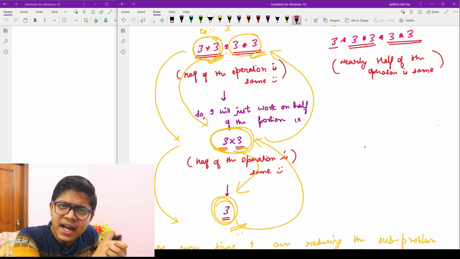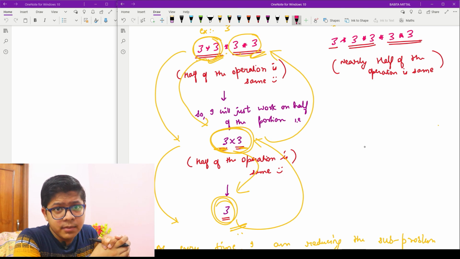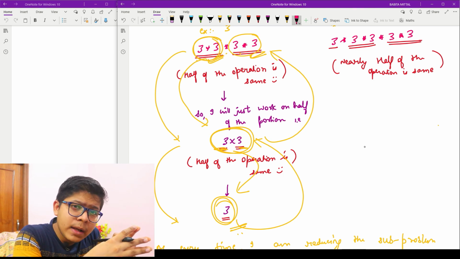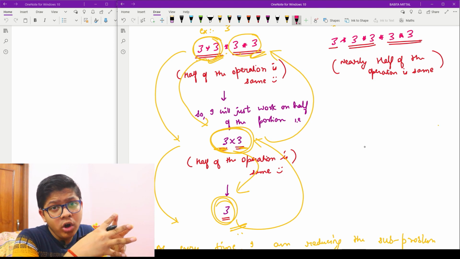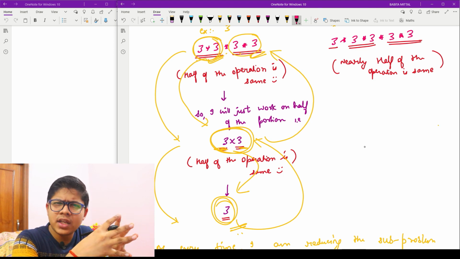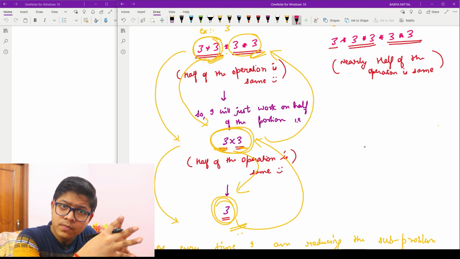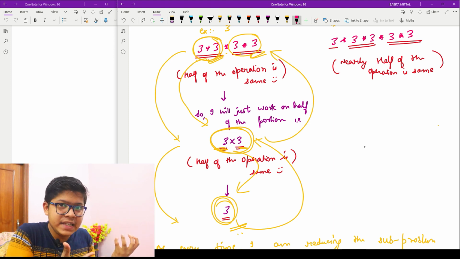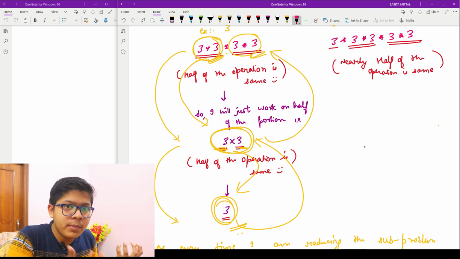Now as I said, for the even case I can reduce the number by 2, because I know that the number is even and it can be divided by 2. But what if the number is odd, which means that if the number is 5, I cannot reduce it by 2. So what I will do is extract the last number, and the remaining number will be even. Now I can operate on my even number.